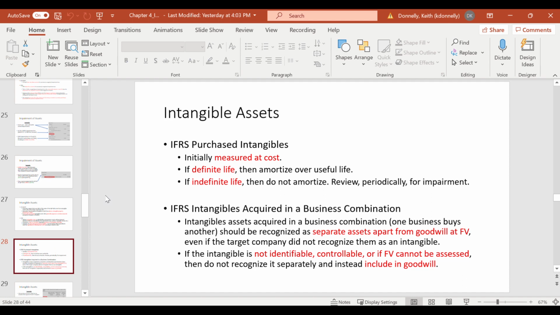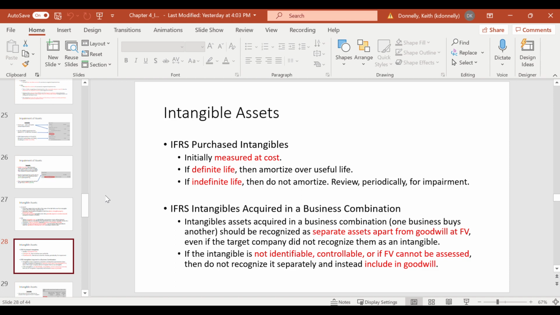So looking here at IFRS and intangible assets, when you buy them, you're initially going to measure them at cost, what you purchased them for. We know in this situation, this is where you would recognize them because you're purchasing the intangible. If the item has a definite life, then you're going to amortize it over the useful life. So for example, maybe you buy a copyright that has 10 years left of a legal life, right? Then it has a definite life of 10 years. You would amortize it over that period.